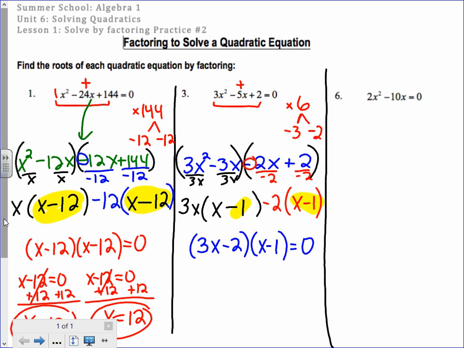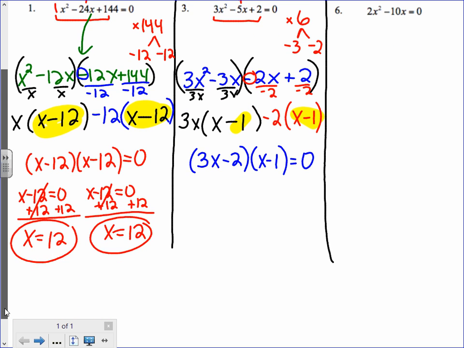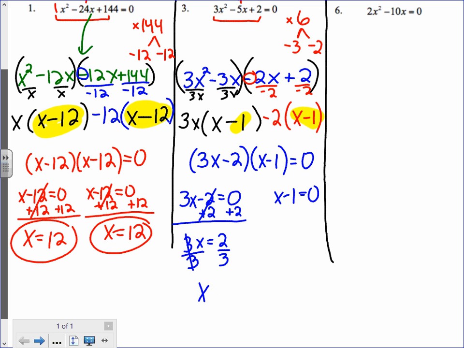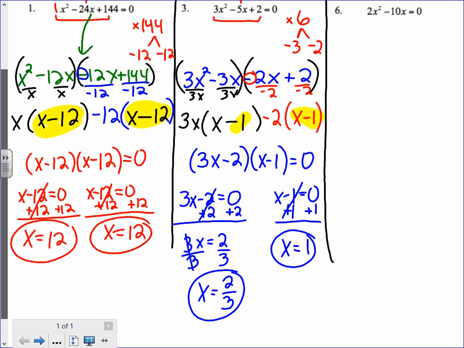Now, in order to find the roots, the solutions, I'm going to take each factor and set it equal to 0. When I set those factors equal to 0, it allows me to find the solutions to the quadratic. So I'm going to start by adding 2 to both sides, which gives me 3x equals 2. Then I'm going to divide by 3, and one solution I find is x equals 2 over 3. The other factor I get by adding 1 to both sides of the equation, and x equals 1 is the second solution to this problem.